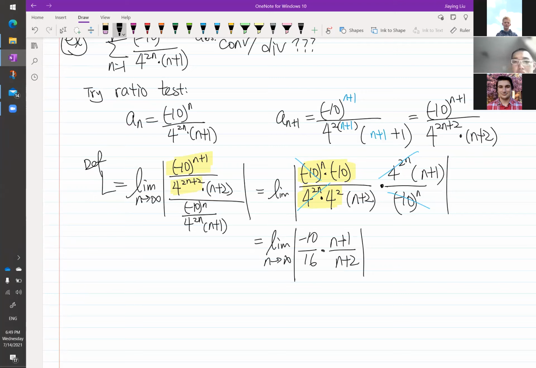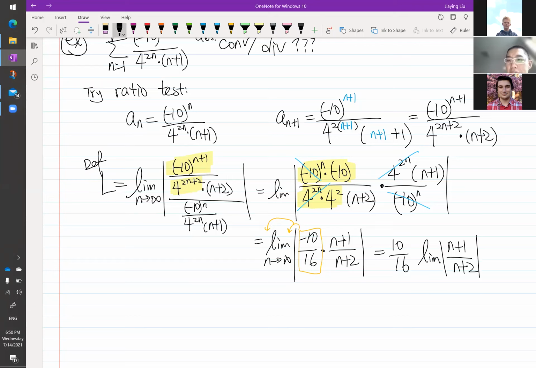So if I take out any constants, for example, this constant, negative 10 over 16, I can move it outside of the absolute value. But if I do that, it will become a positive, right? And I can move it all the way in front of the limit. So first I move it outside of the absolute value sign, make it positive, and then I move it outside of the limit. So that will become positive 10 over 16, then the limit of n plus 1 divided by n plus 2.